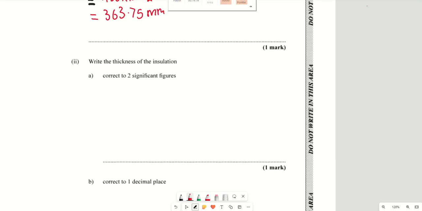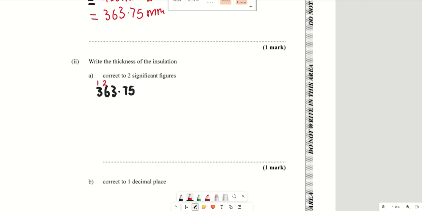2. Write the thickness of the insulation correct to two significant figures. So we know that the thickness of the insulation is 363.75. Now, when they say two significant figures, you're starting from the first digit, which is this 3. This is 1. This is your first significant figure.